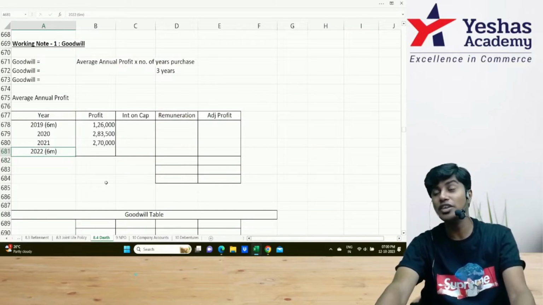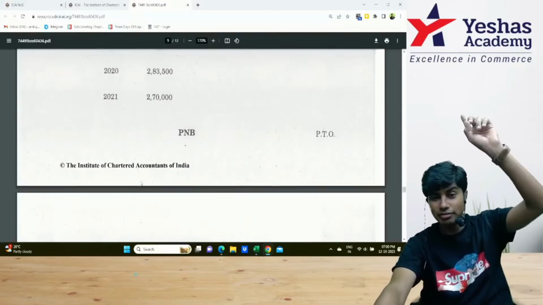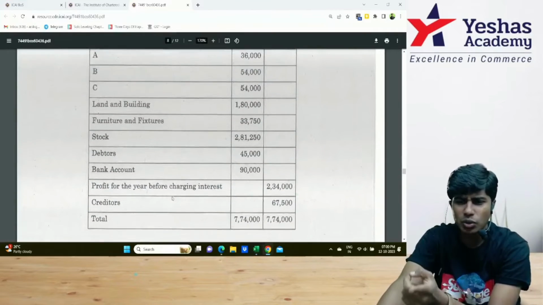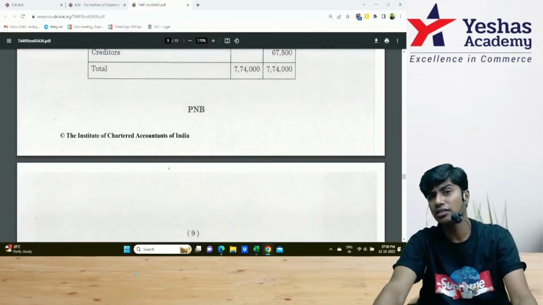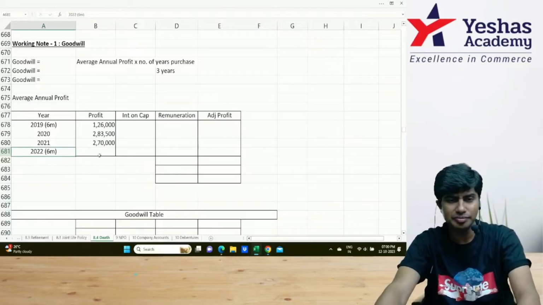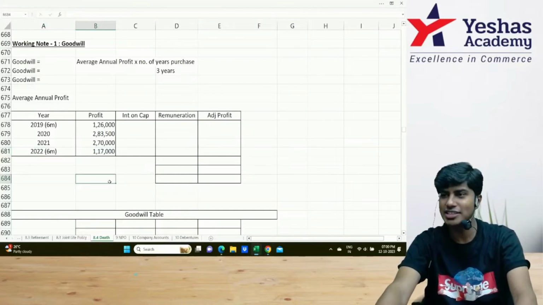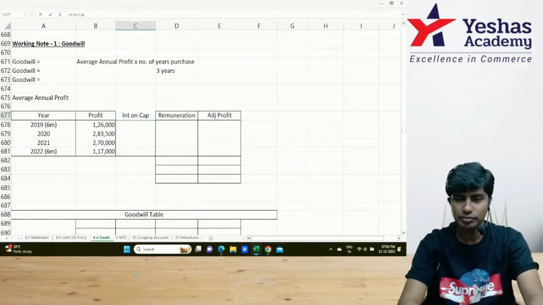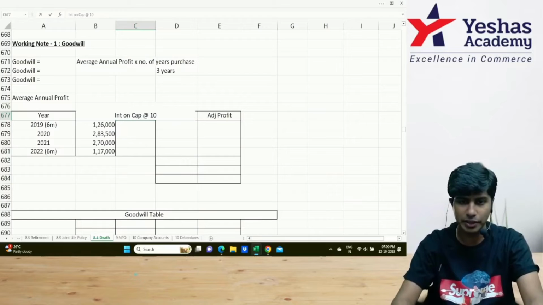2022 profit, we know it. Where? It is there upper. That 2,50,000, 2,34,000, that is for the entire year. 1 lakh. Did you understand this? Interest should be provided, but at what rate? Not at 12, at 10%.